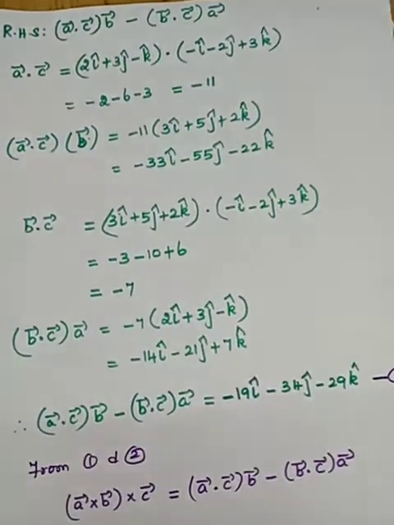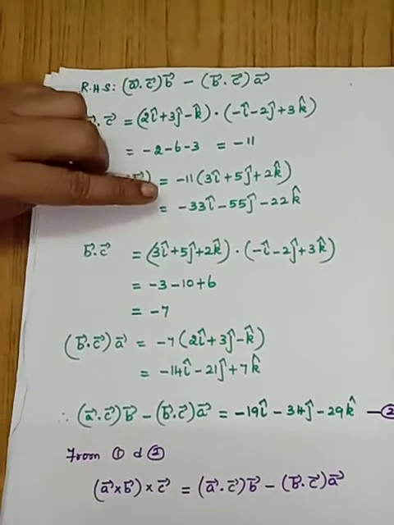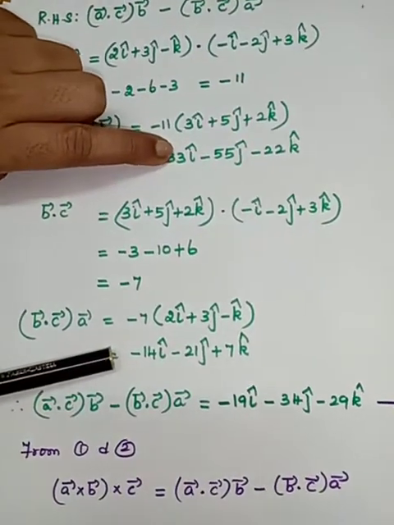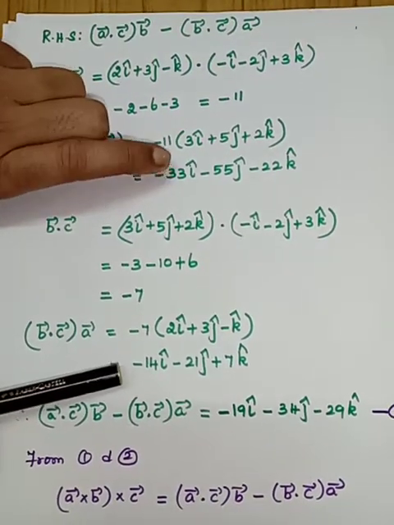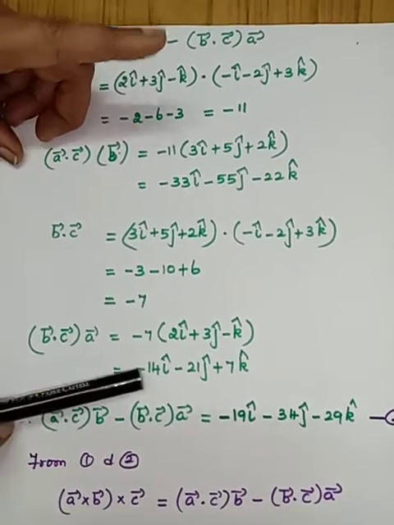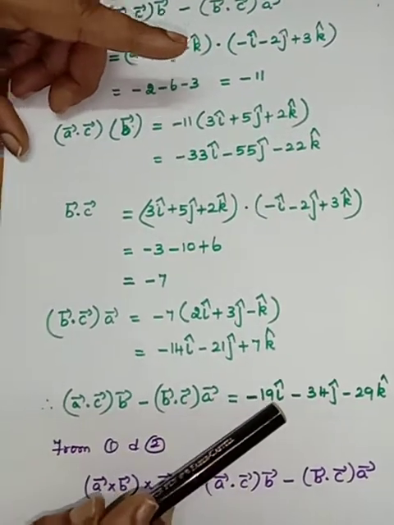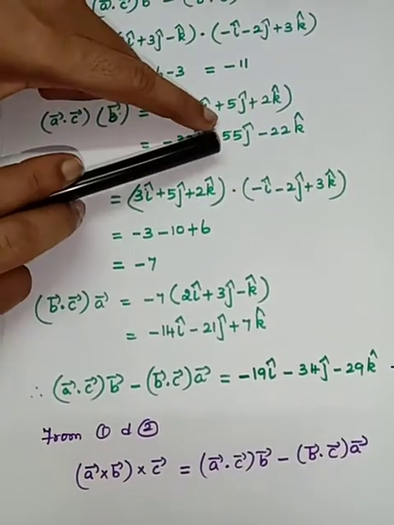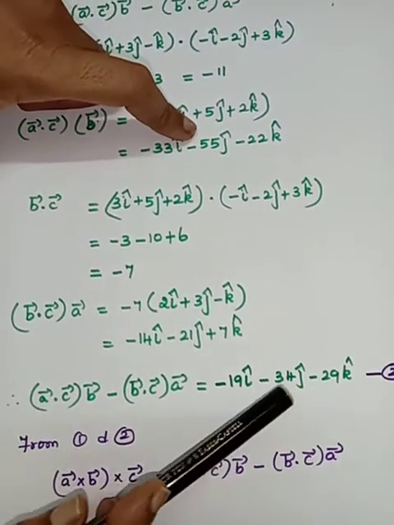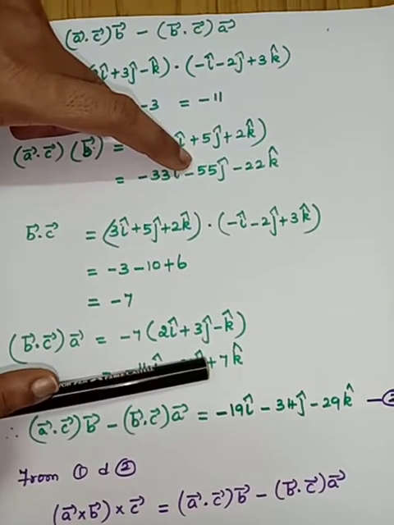So what you have to do? The second term has to be subtracted from the first term. So this is the first term and this is the second term. Minus 33 I cap plus 14 J cap. Why am I writing plus now? It's a subtraction. You have to change the sign of the second term. So it will be minus 19 I cap. In the same way, minus 55 plus 21, so that is minus 34 J cap. So here minus 22 minus 7, K cap.